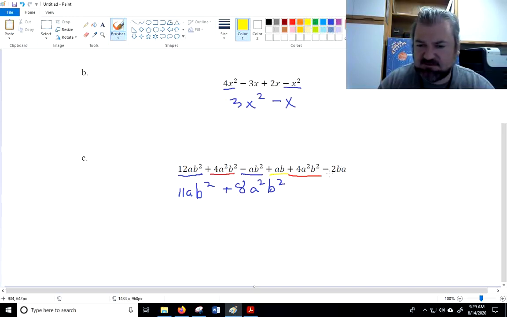Okay, we also have 1ab minus 2ba. Can we combine these? Well, remember, the rules are we have to have the same variable to the same power. But they don't have to be in the same order because of our commutative property of multiplication. So absolutely I can combine them. And I'm going to put them in a more standard version of alphabetical order of the variables. But you don't have to. A, B, that's 1, minus 2 is a negative 1, A, B.